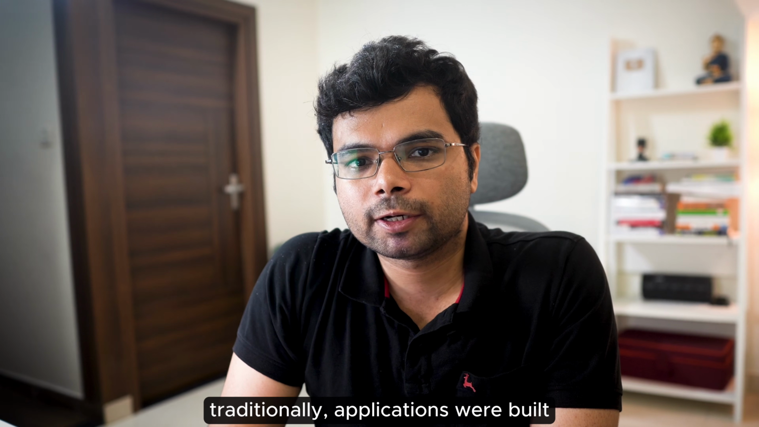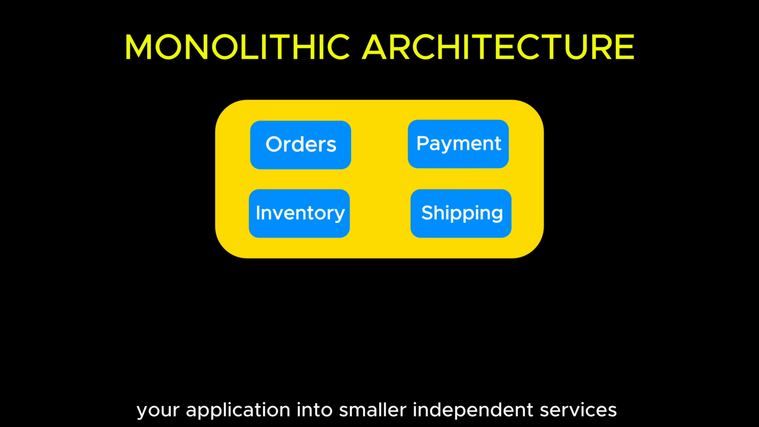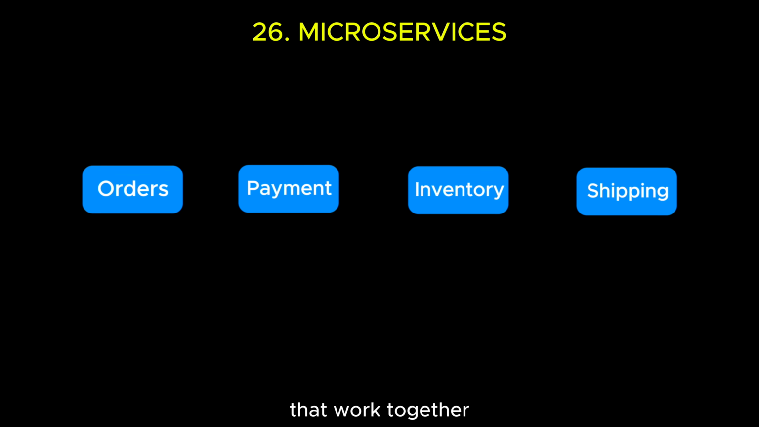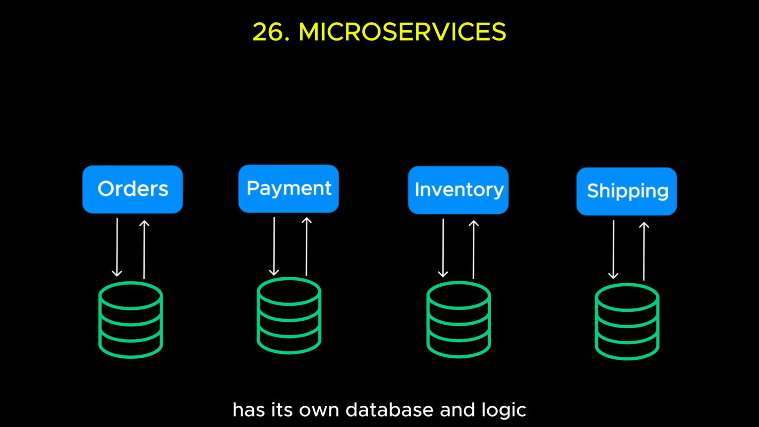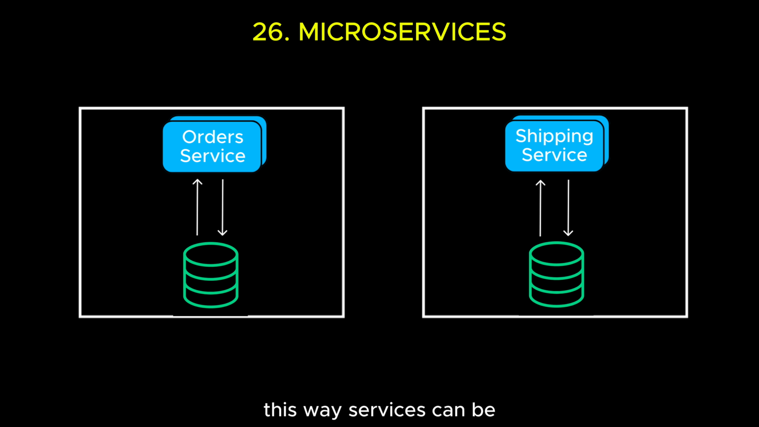Traditionally, applications were built using a monolithic architecture, where all features are inside one large code base. This setup works fine for small applications, but for large-scale systems, monoliths become hard to manage, scale, and deploy. The solution is to break down your application into smaller independent services called microservices that work together. Each microservice handles a single responsibility, has its own database and logic, so it can scale independently, and communicates with other microservices using APIs or message queues. This way, services can be scaled and deployed individually without affecting the entire system.